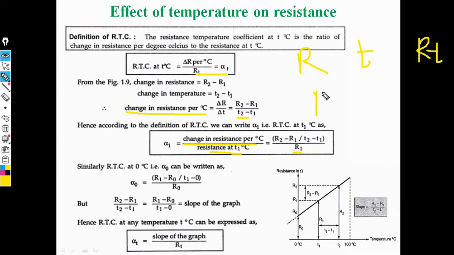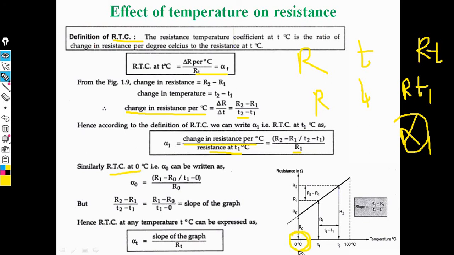Then the resistance at temperature T1 is RT. Now this is alpha 1, that we have obtained here. Alpha is the symbol of the RTC. This symbol of resistance temperature coefficient is alpha, with respect to temperature, alpha T. Then here we have obtained the value of the resistance temperature coefficient at 0 degrees Celsius.